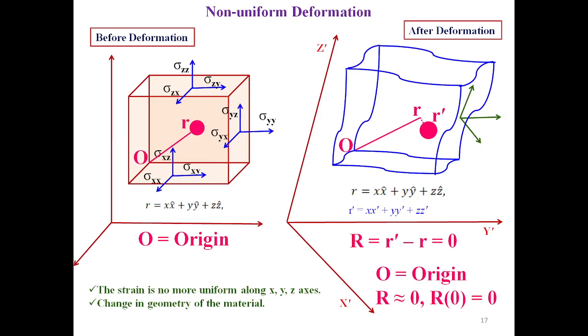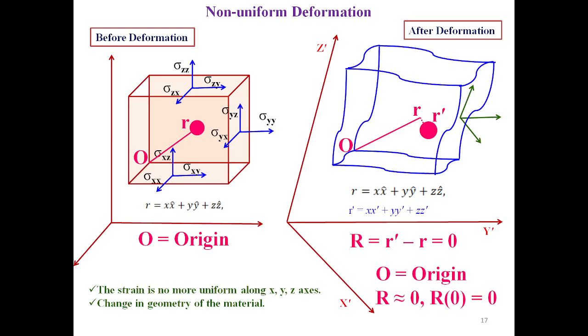So in this picture, let's discuss a solid material which undergoes non-uniform deformation. The atomic position R is shown here as discussed before. Let's consider a non-uniform deformation when the stress is applied. As we already discussed, under non-uniform deformation, the strain is no more uniform along x, y and z axis. As shown in the figure, there will be change in geometry of the sample on the application of stress. There will be changes in the local strains.